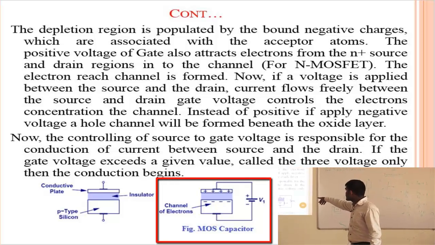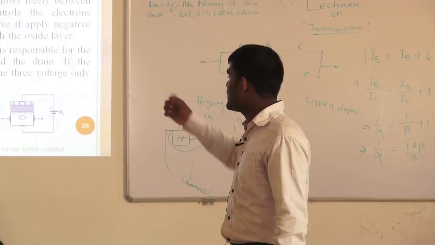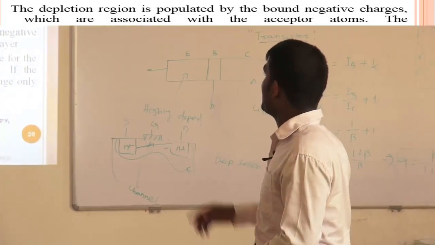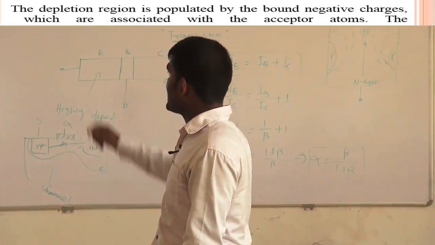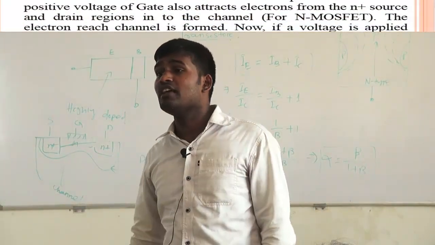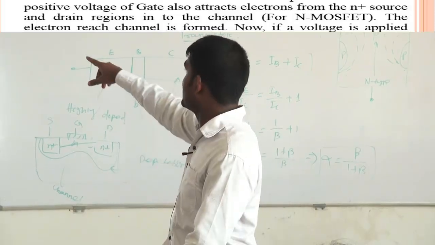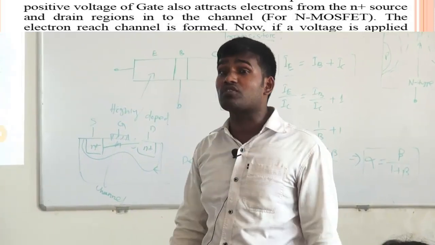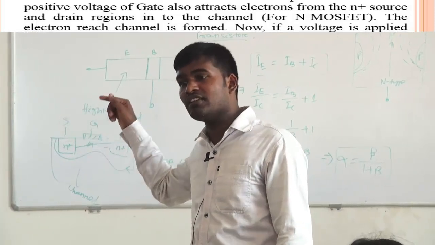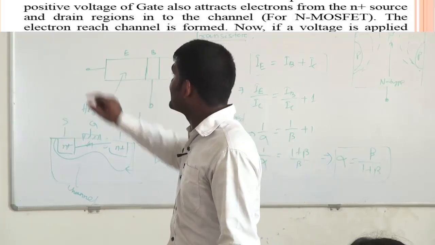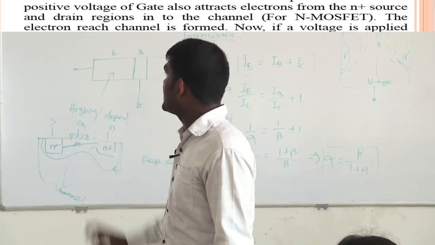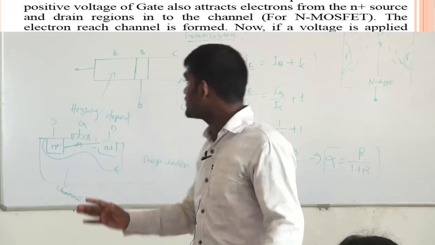Next, in the channel, how electrons are moving. And next is how a capacitor acts as a MOSFET. You can read that the depletion region is populated by the bound negative charges which are associated with the acceptor atoms. When you apply some positive voltage at the gate, what happens? It attracts electrons from the N plus region, which is there in the source and also in the drain, into the channel, for example in an N MOSFET. Then the electron channel is formed.